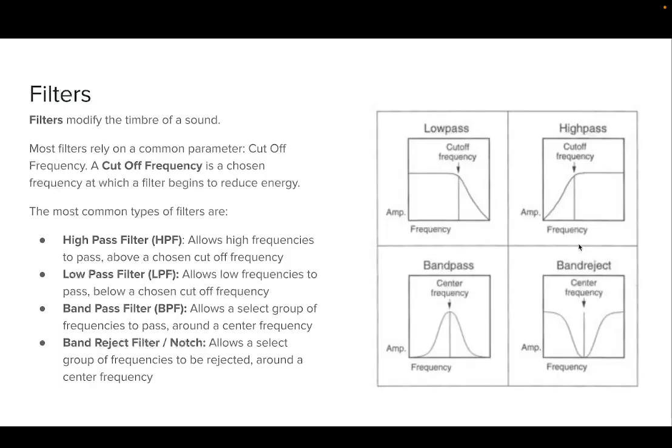Band pass and band reject filters allow a select group of frequencies to either pass or be rejected around a center frequency, thereby creating a channel by which to pass or reject frequencies. Sometimes the band reject filter is called a notch filter. Sometimes the band pass filter is called a peak filter because of the shapes that they create in the audio spectrum.